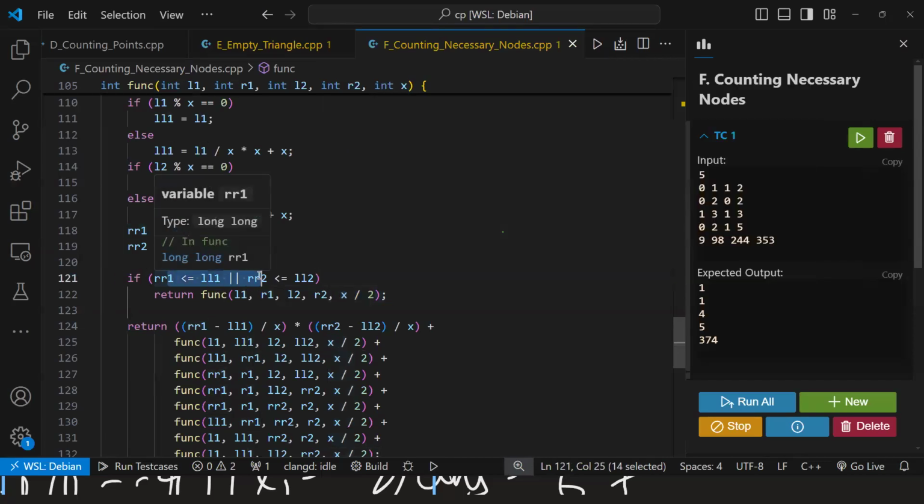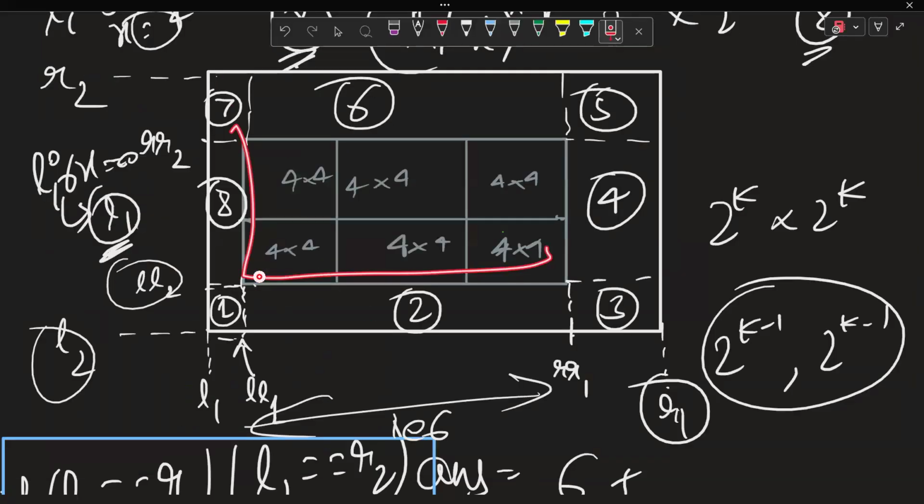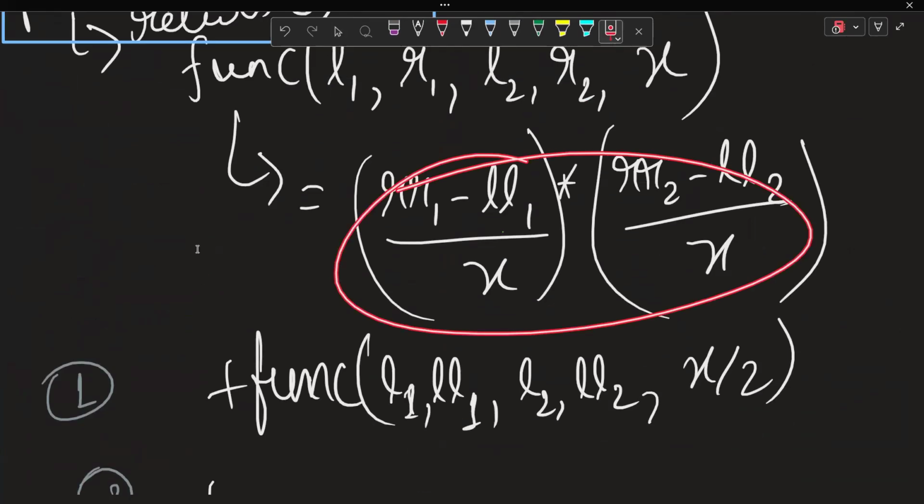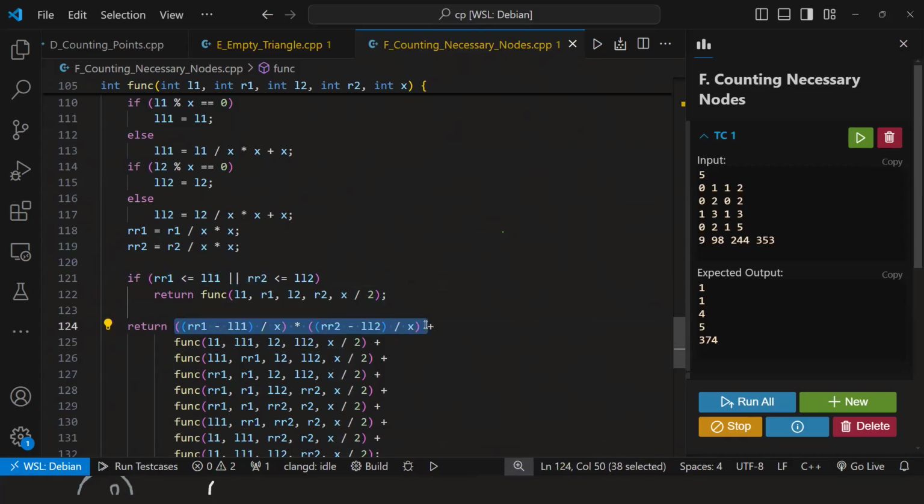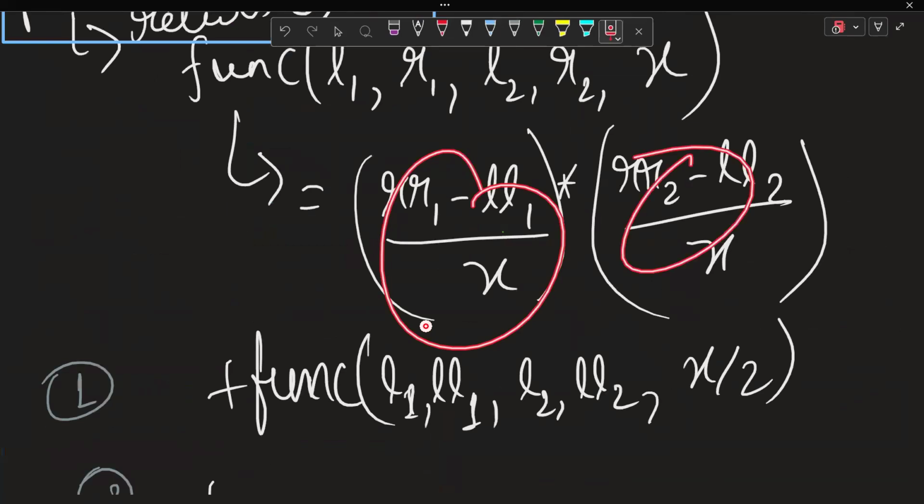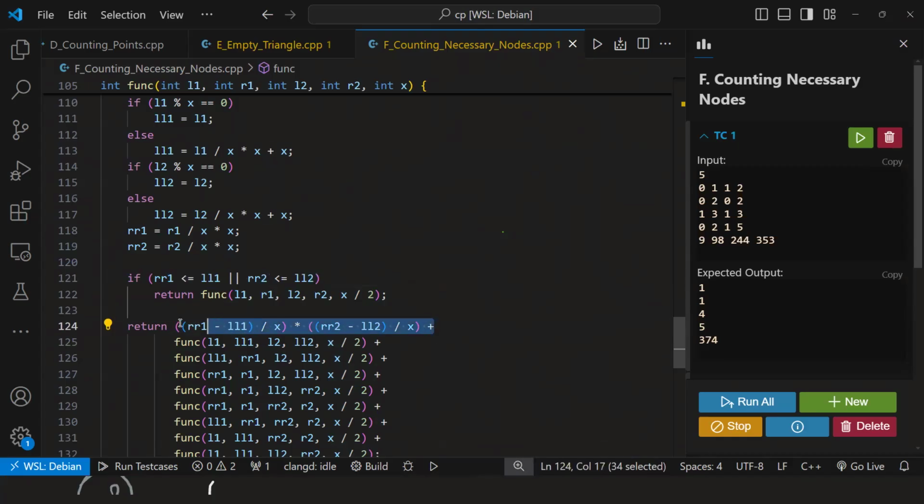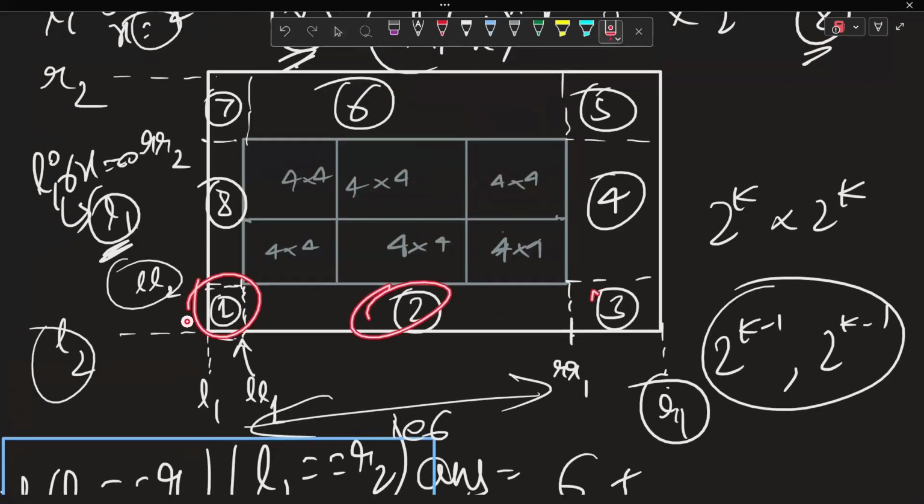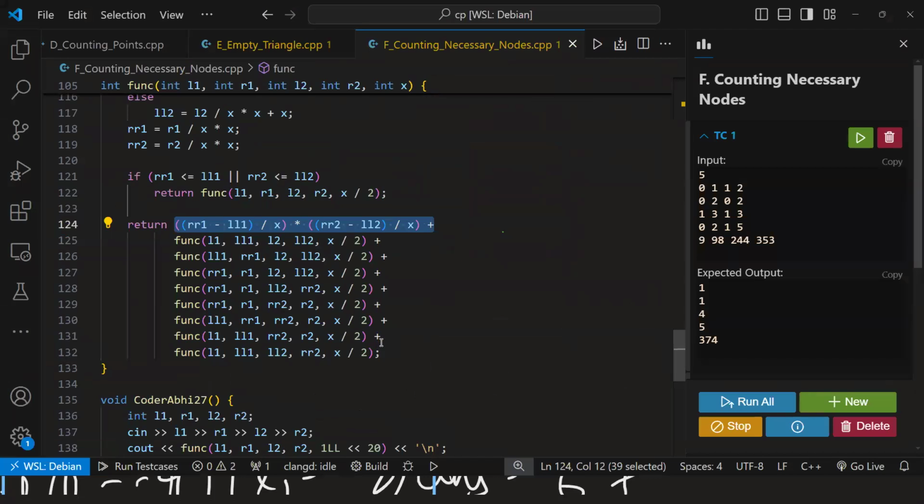And if there is something in this range, then some rectangle is formed here. Just calculate the size of this rectangle using this formula. So using that formula, I calculated the size of the rectangle. This into this, that's what I did. And along with that, recursively call these 8 regions. So I just recursively called these 8 regions.